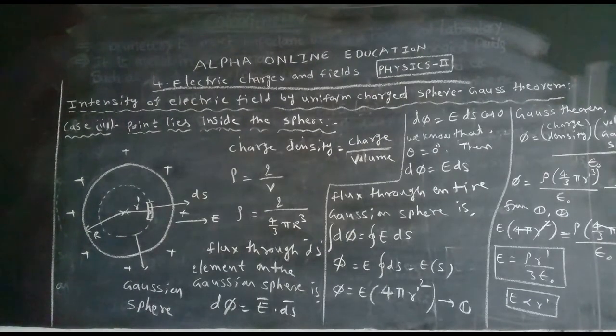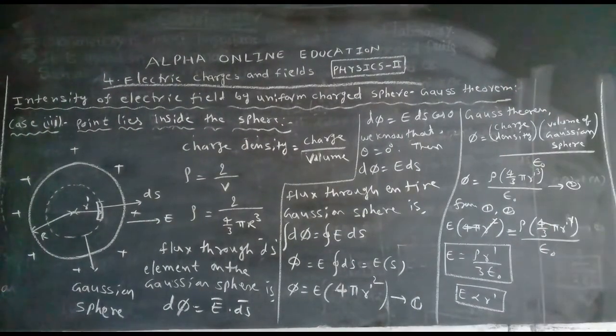If you have any doubts, compulsorily contact me. Gauss theorem: charge density into volume of the Gaussian sphere by epsilon naught. Charge density rho, volume of the Gaussian sphere 4 by 3 pi r dash cube by epsilon naught, that is equation 2. From 1 and 2, if we substitute, we get the final equation like that.